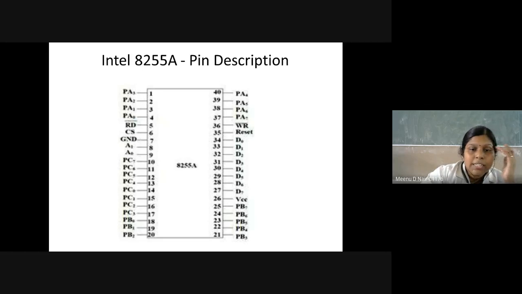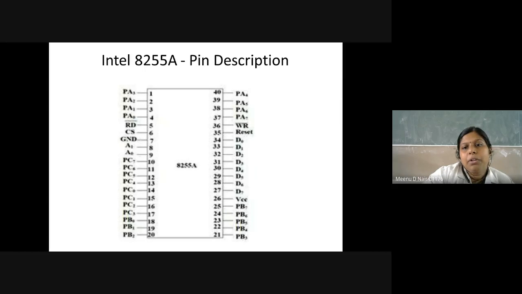Then the last one is port C. Here the 14th pin is PC0, PC1, PC2, PC3. Then the 13th pin is PC4, 5, 6, 7. Okay, these are the ports. So A port is over, B port is over, C port is over.